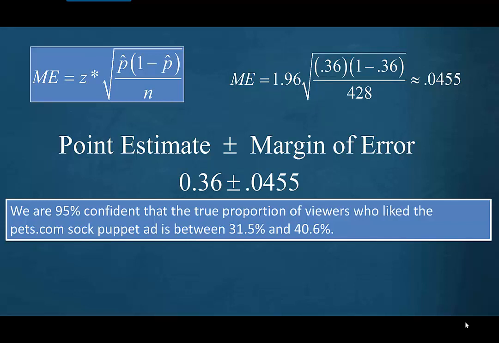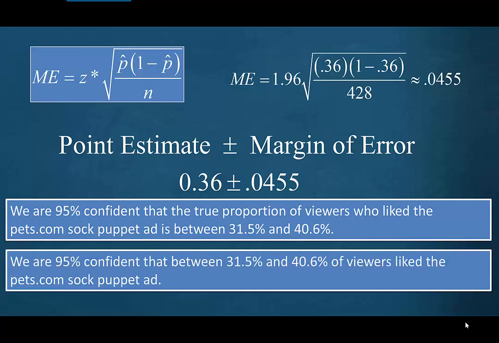And this can be interpreted as we're 95% confident the true proportion of viewers who like the Pets.com sock puppet ad is between 31.5% and 40.6%. Another way to look at that, we're 95% confident that between 31.5% and 40.6% of viewers like the Pets.com sock puppet ad.